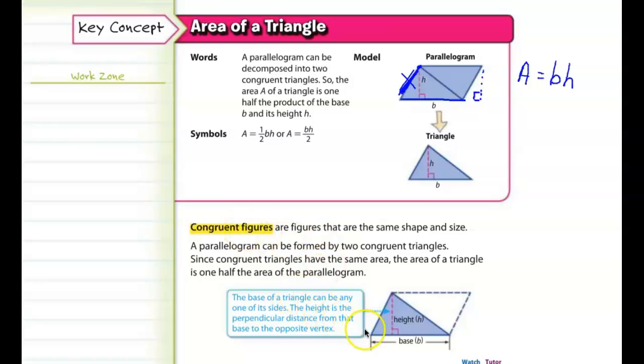Now, if we look down here, it tells us more information about congruent figures. There are figures that are the same size and the same shape. A parallelogram is formed by two congruent triangles. Since congruent triangles have the same area, the area of a triangle is 1/2 the parallelogram. So this is restating what we have already talked about.